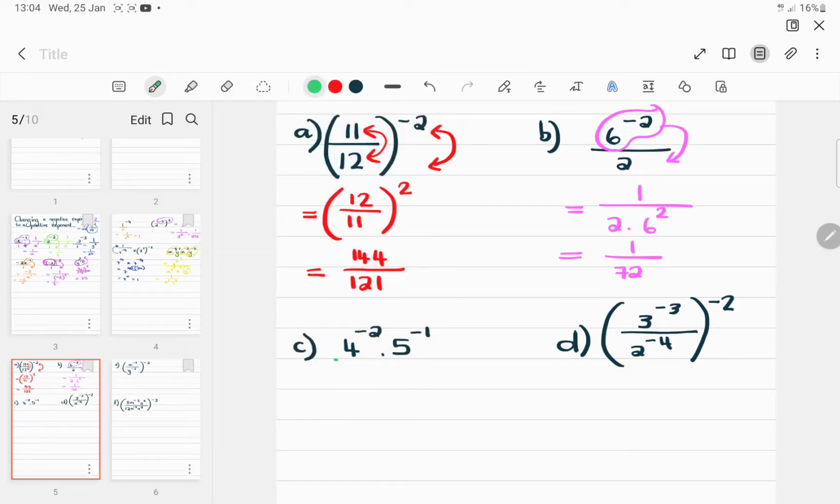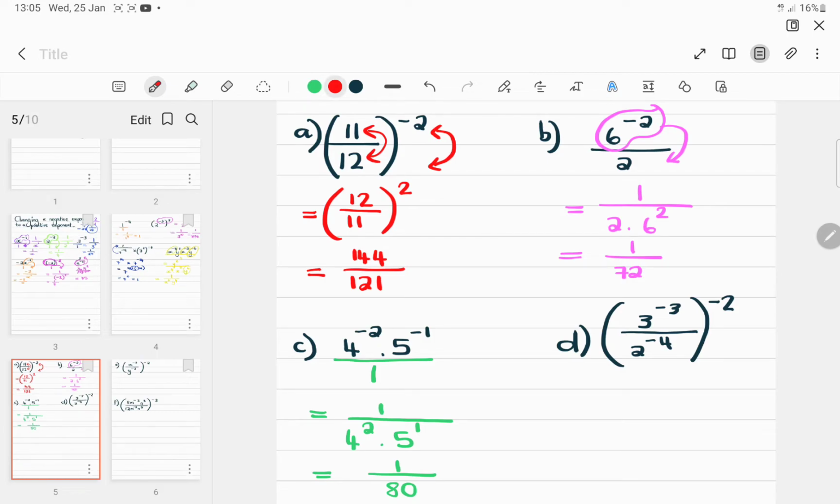Okay. Over here, I'm going to create my upstairs, downstairs, because both of them are naughty. They're both going to the bottom. And if there's nothing left on top, you put a 1. It's going to become a positive 2 and 5 to the power positive 1. So then you're left with 4 squared, which is 16. And 16 times 5 gives you 1 over 80.